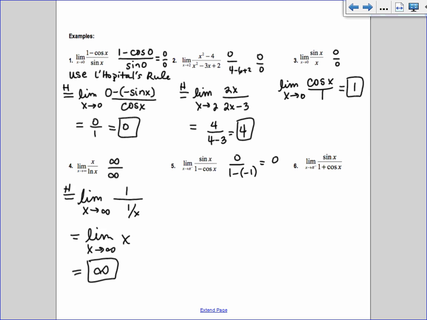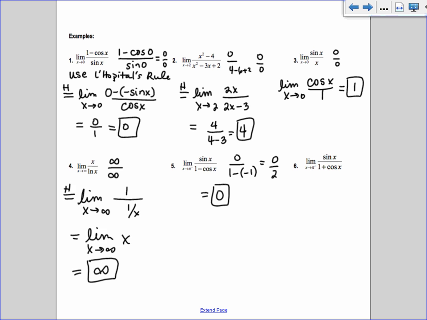What do I get? Do I need L'Hopital's rule on this one? No, because my answer is 0. Ah, tricky, tricky. So be careful. You should always do that step where you plug in, because if it's not 0 over 0, if you do L'Hopital's rule, you're going to get it wrong.